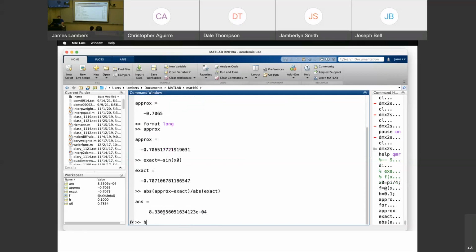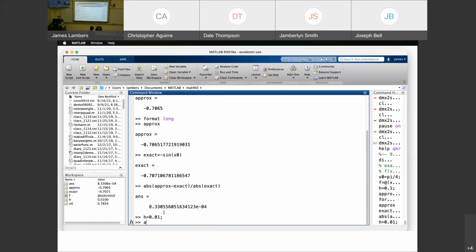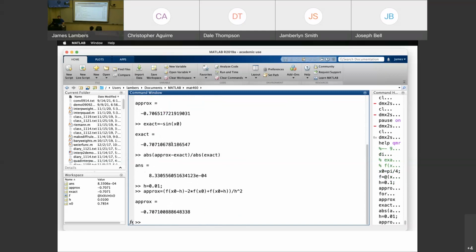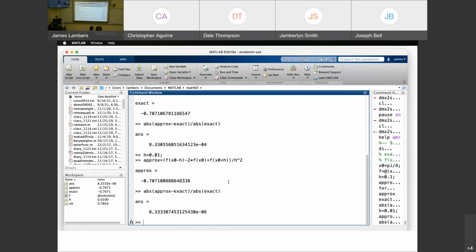So now I'm going to reduce h by a factor of 10 and compute the approximation again. You can already see there's much more agreement between the approximation and the exact. So let's take a look at the error. So notice the error, the significant digits are fairly similar. So the error decreased by a factor of roughly 100. And that's what you'd expect from second order convergence, that I decreased h by a factor of 10, the error decreased by a factor of 10 squared, roughly.